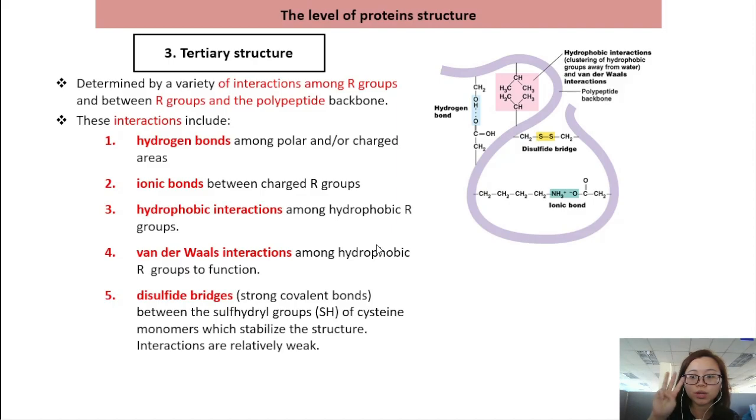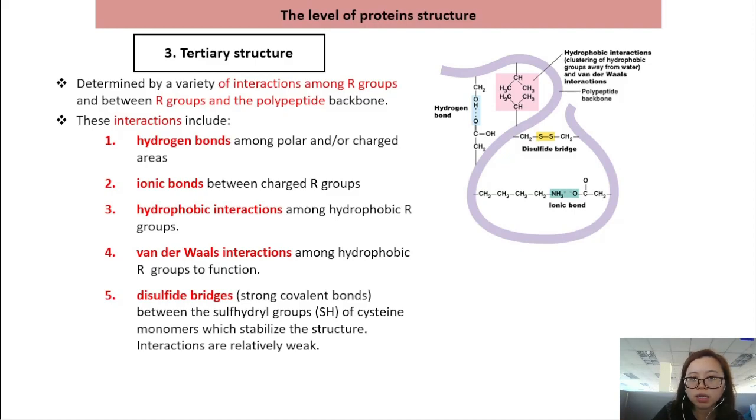We are moving into the third level or the tertiary structure protein. So after you have the beta pleated sheet and the alpha helix, your very long polypeptide can also pusing dan belit dan tergumpal. Okay, it can coil, it can bundle up, and basically fold into its own unique shape. How it gets to the tertiary structure is determined by a variety of interactions among the R groups and between the R groups and the polypeptide backbone.